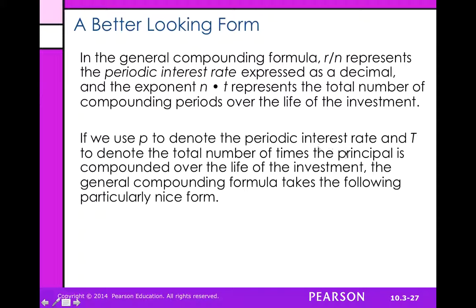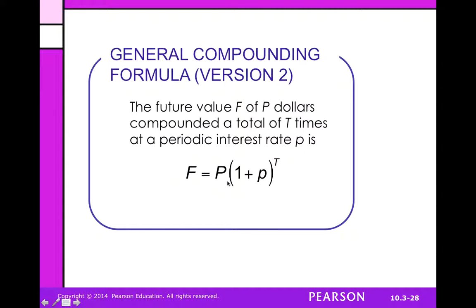If we use P to denote the periodic interest rate and capital T to denote the total number of times the principal is compounded, then we get something that looks like this. So this formula is saying the exact same thing as the previous formula. It's just that little p happens to equal R divided by N, and capital T equals little n times little t. So I don't care which formula you think in terms of, it doesn't matter, but they're saying the same thing.